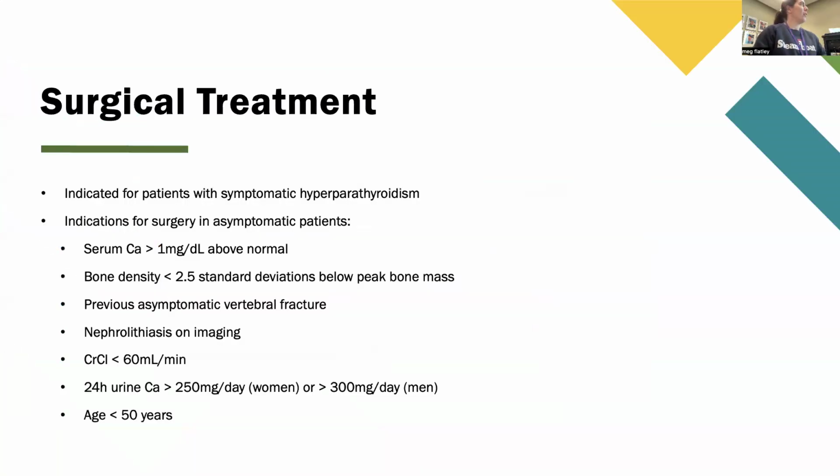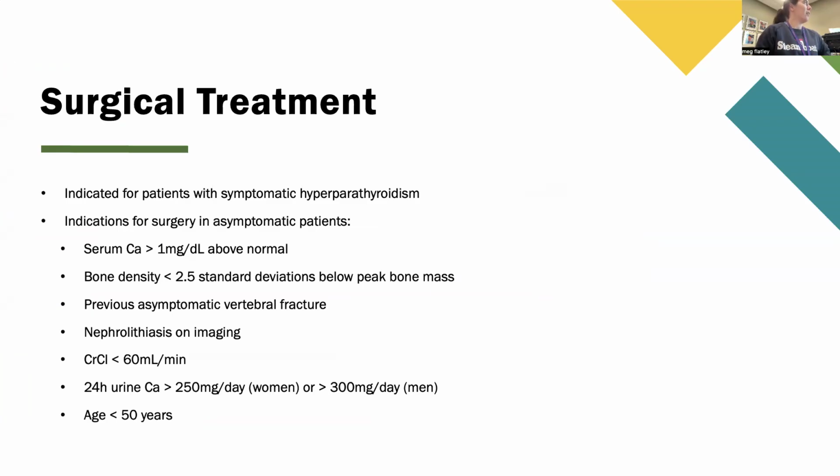Treatment for patients with symptomatic hyperparathyroidism: you do a parathyroidectomy in these patients. Where it gets a little more tricky is in asymptomatic patients. So these are some of the criteria that are agreed upon and in guidelines to do a parathyroidectomy for asymptomatic patients. You just incidentally discover that they have hypercalcemia and hyperparathyroidism.